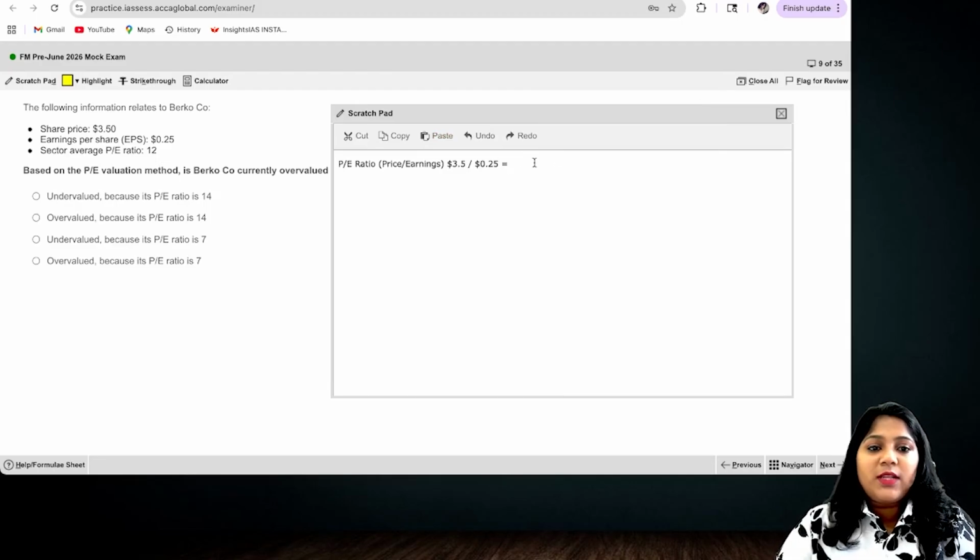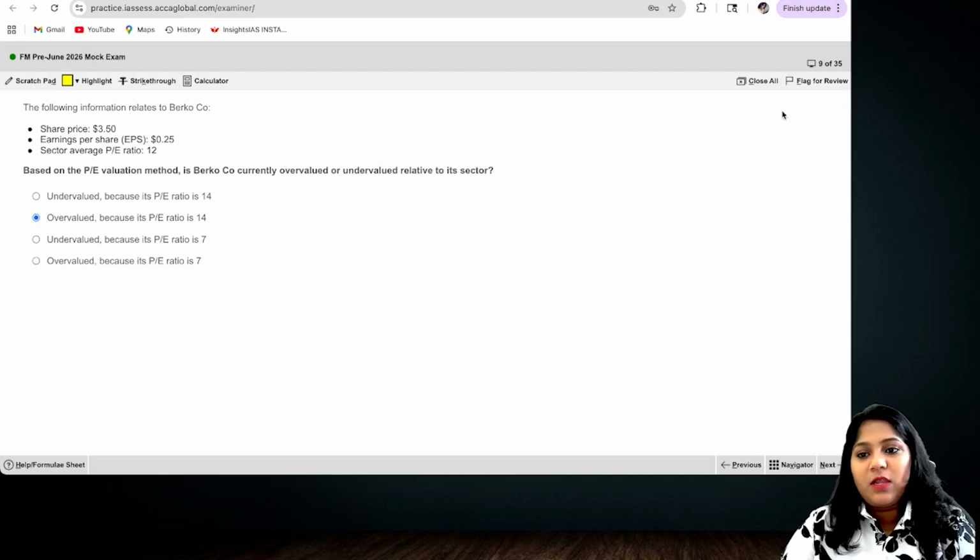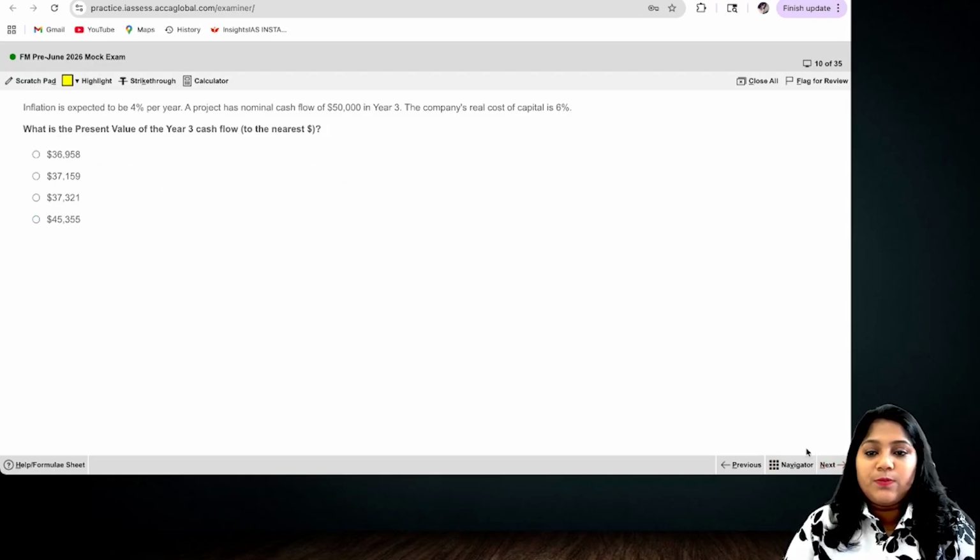The industry average is 12 times and you are paying more. So 14 times means the shares are overvalued. The answer for this question has to be option D. Don't take undervalued. It's not an inverse relationship, it is a direct relationship. I hope we are all clear on question number 9 too.